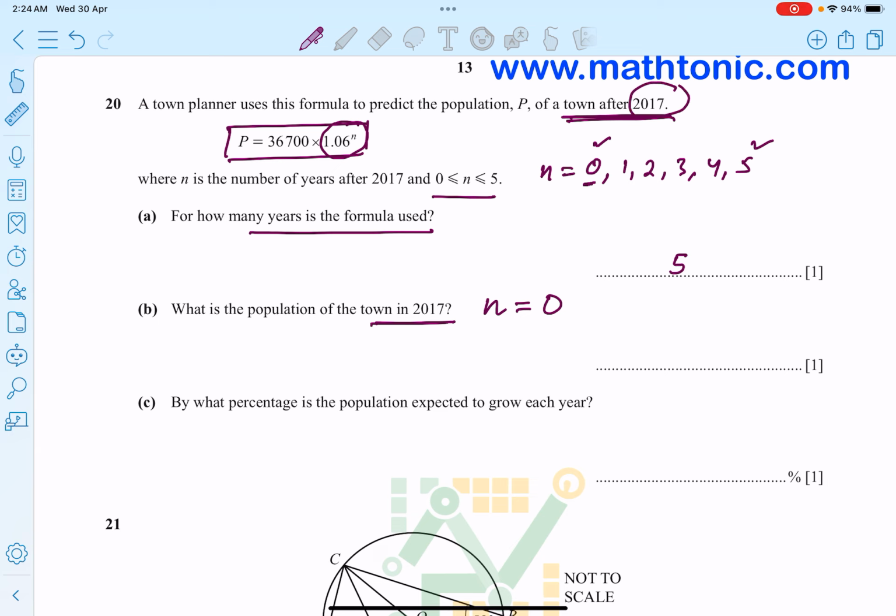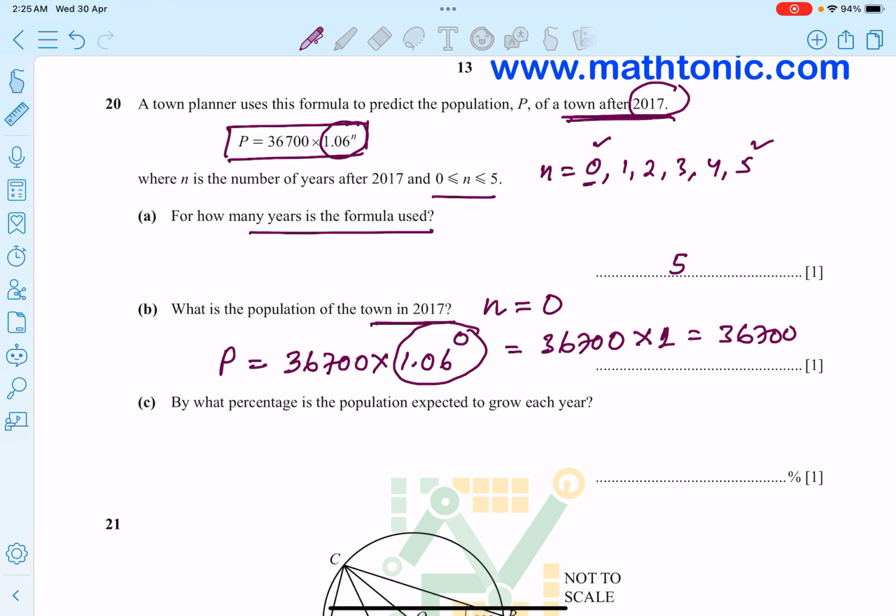That's why. So what I'm trying to say, P equals 36700 times 1.06, and we have power 0. Any number to the power 0 equals 1, right? So I can write down 36700 times 1. So we got 36700. So that is the answer for this question.